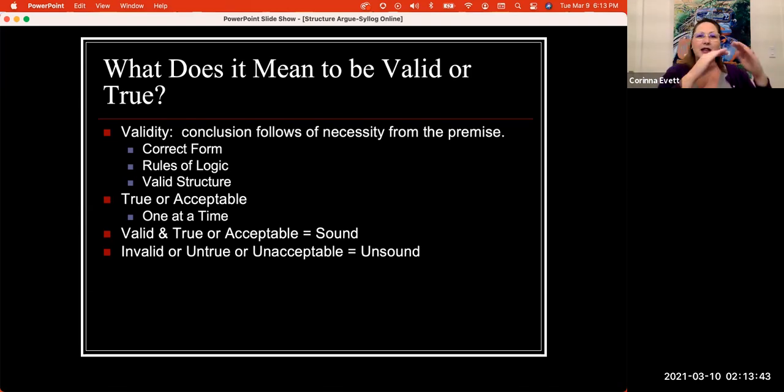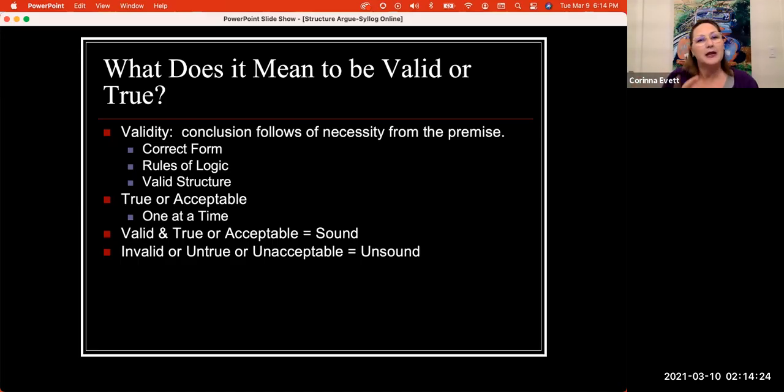Being valid is the actual form of the relationship between the premises and the conclusion. So if we have an invalid form, where the premises don't prove the conclusion or lead to that conclusion, then it would be unsound, even if the premises were true and acceptable. And conversely, if we had a valid form, but even one of the six or seven premises in the argument is untrue or unacceptable, the entire argument is unsound.